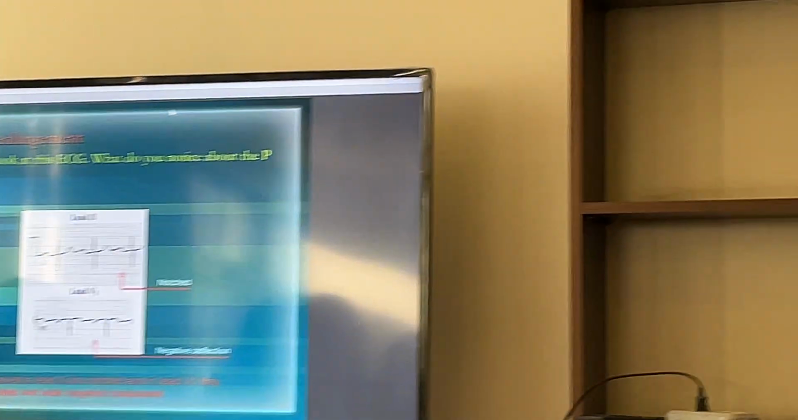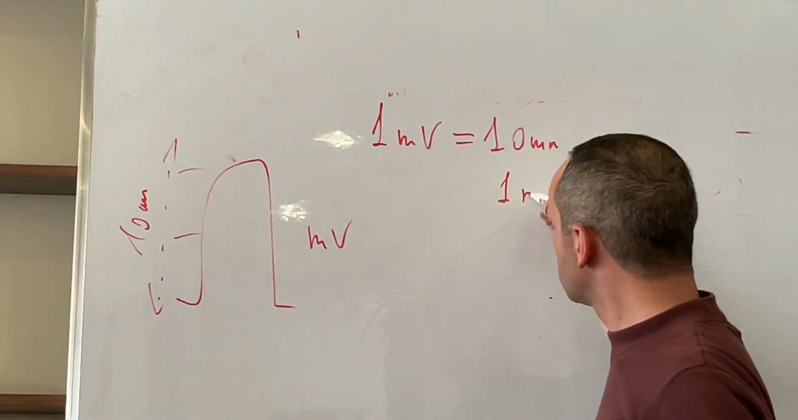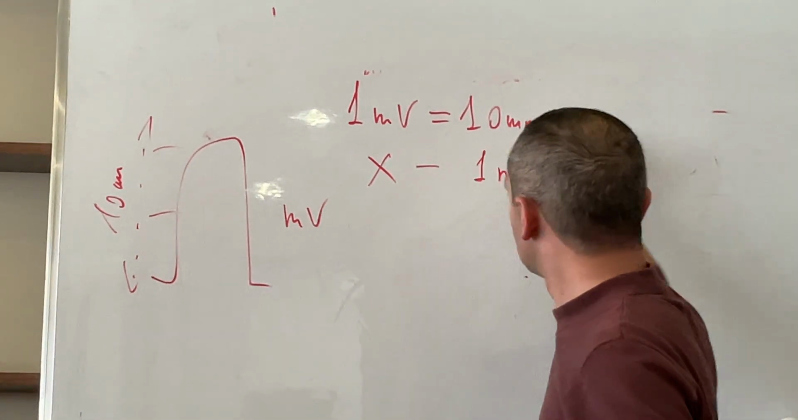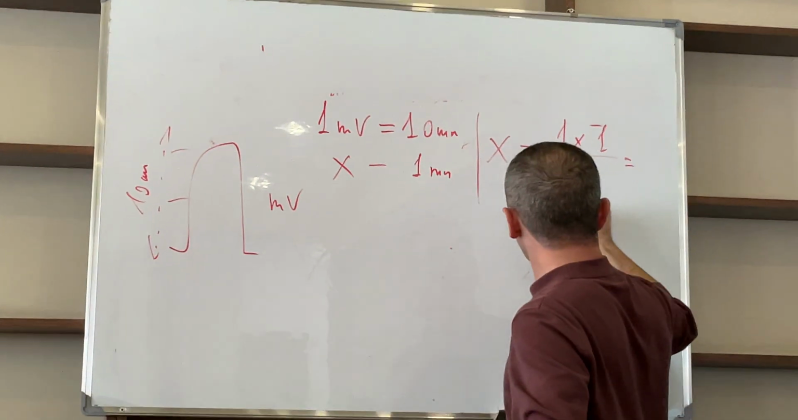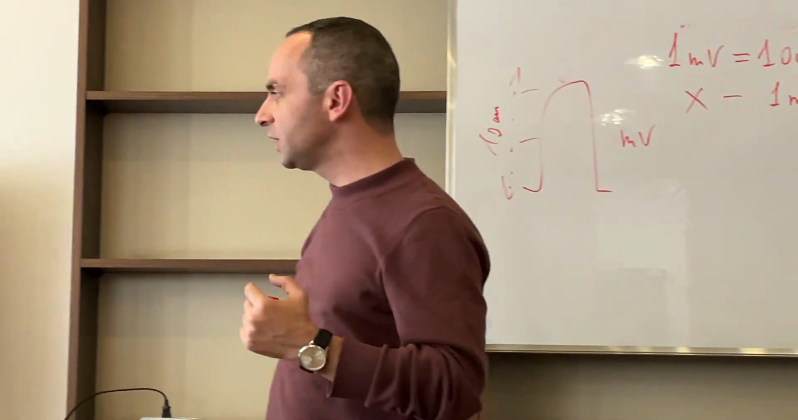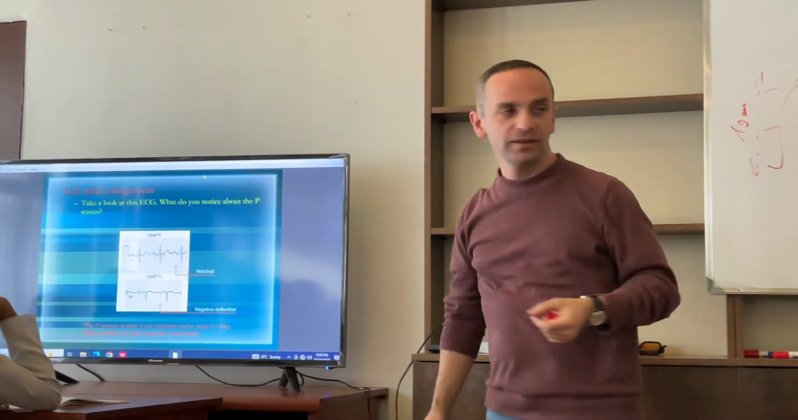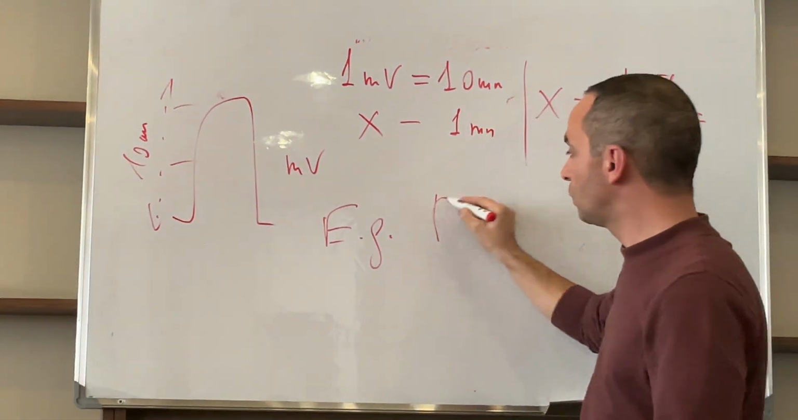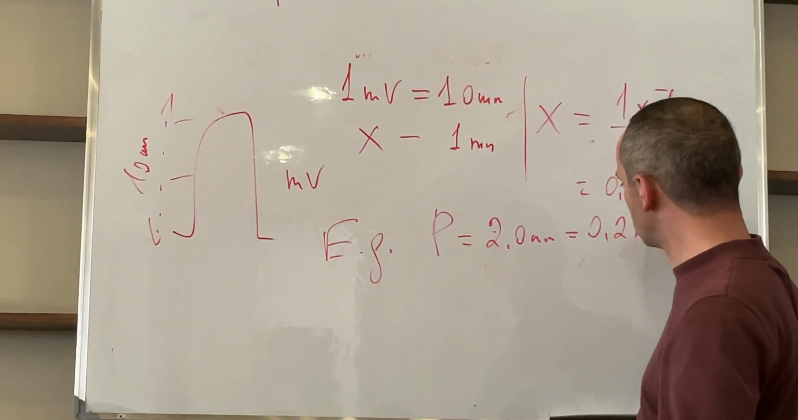So, if 1 millivolt is giving us 10 millimeters, we want to understand how much 1 millimeter, which is one small box amplitude, is. X is equal to 1 multiplied by 1 over 10, 0.1 millivolt. So each small box is 0.1 millivolt. Each large box will be 0.5 millivolts because 5 both horizontally and vertically. So, for example, if P wave is equal to 2 millimeters, it is the same as 0.2 millivolts.